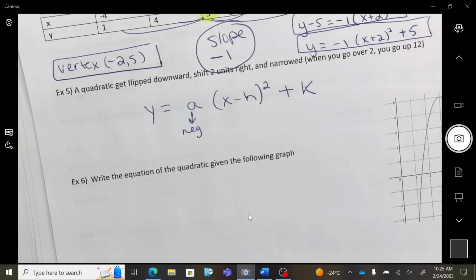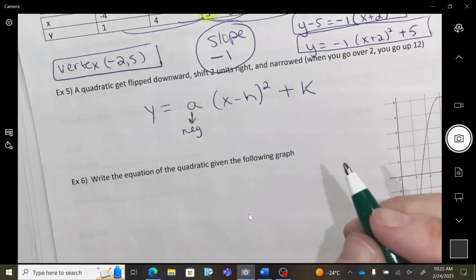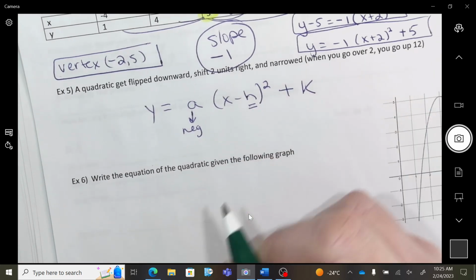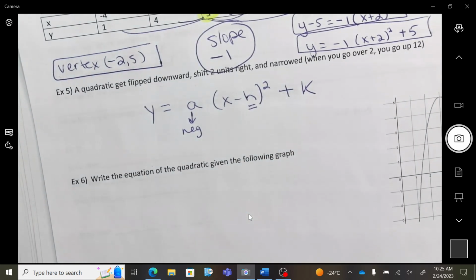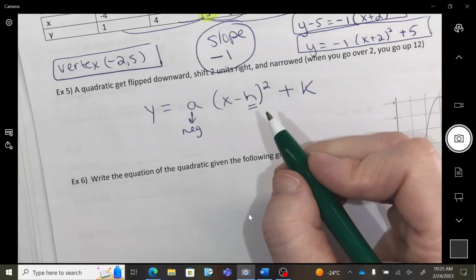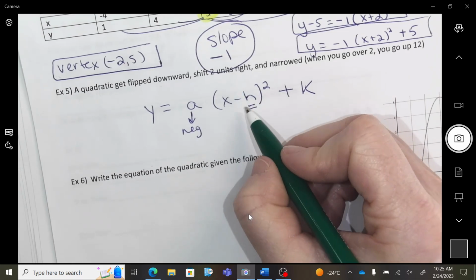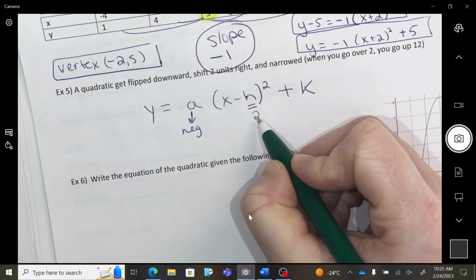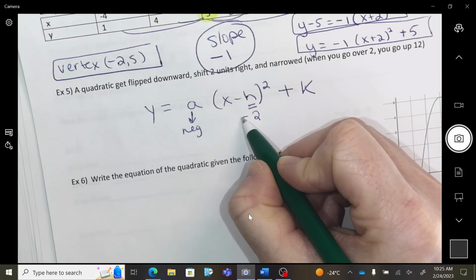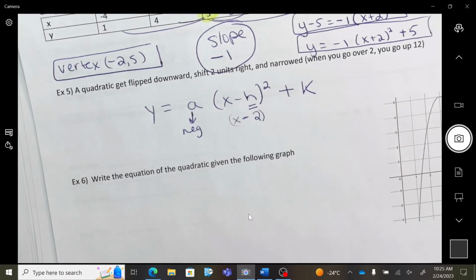If I have shifted 2 units to the right, which letter does that affect? The A, the H, or the K? If I go right, it changes this position because X is moving left and right. So I'm going to need a -2. You're going to need a -2 in there because moving opposite, right? That position always is opposite.